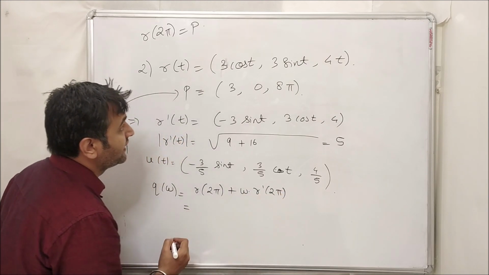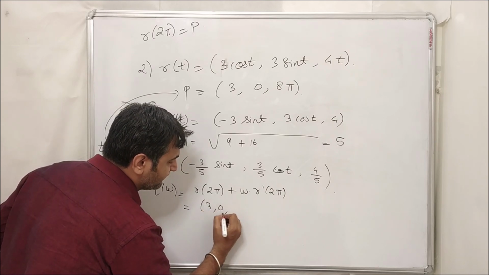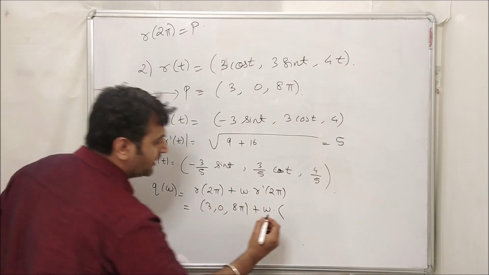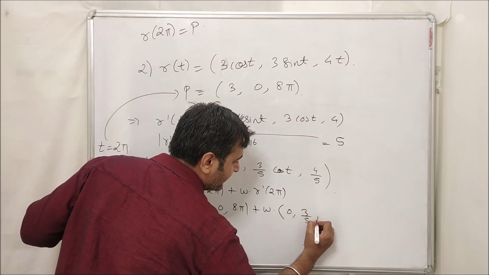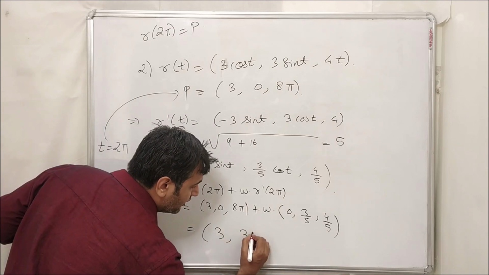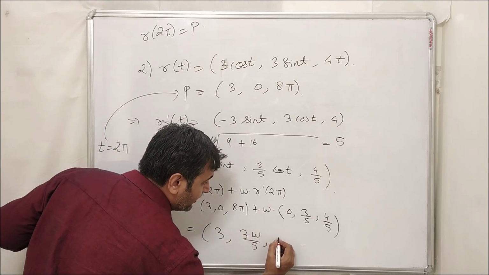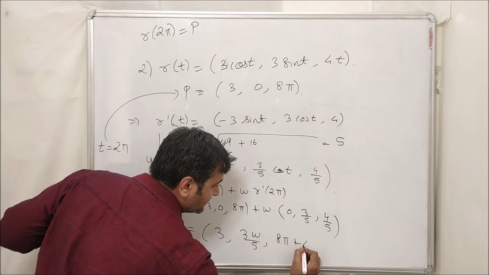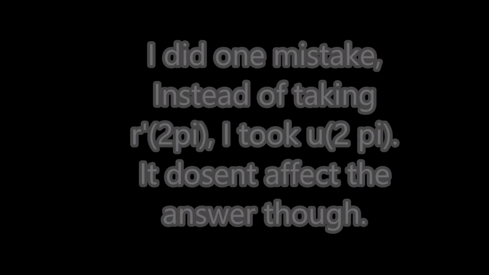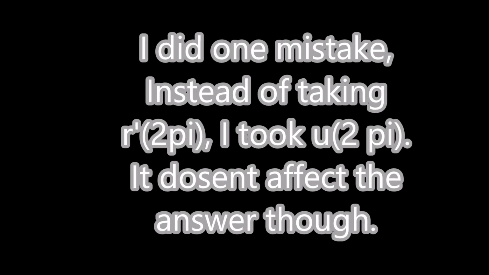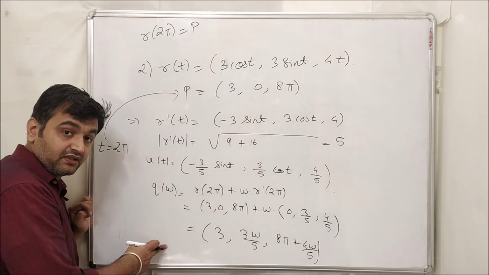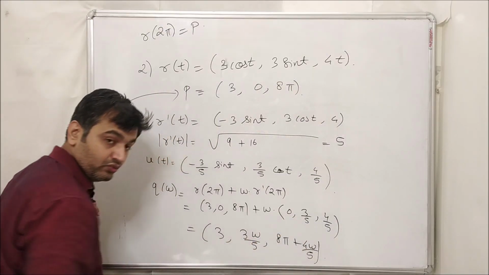Now what is r of 2 pi? r of 2 pi is nothing but the point itself, plus w into r prime of 2 pi, which is 0, 3 by 5, 4 by 5. And what you get over here is 3, 3w by 5, 8 pi plus 4w by 5. So this is your tangent vector, in terms of the parameter w.